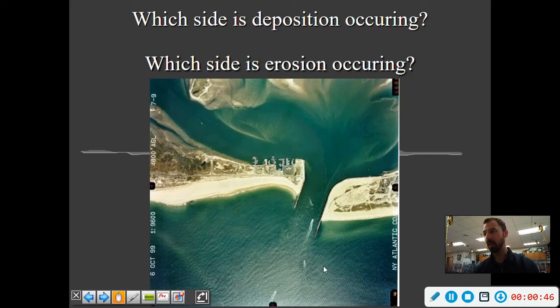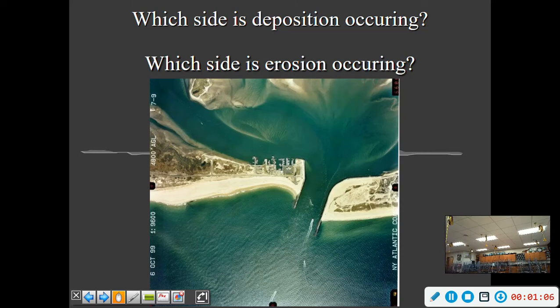So you guys know sediment is going to be transported down the beach. We mentioned something called longshore current. So on one side of a jetty, there's always going to be erosion. The other side, there's always going to be deposition. So let's see if we can figure out the longshore current direction.